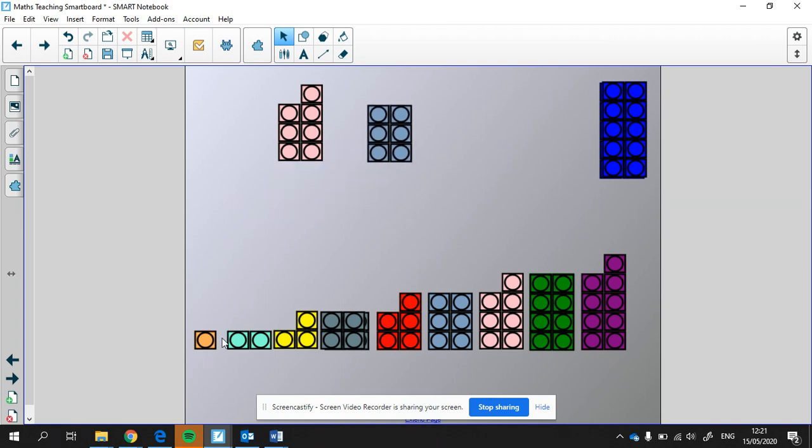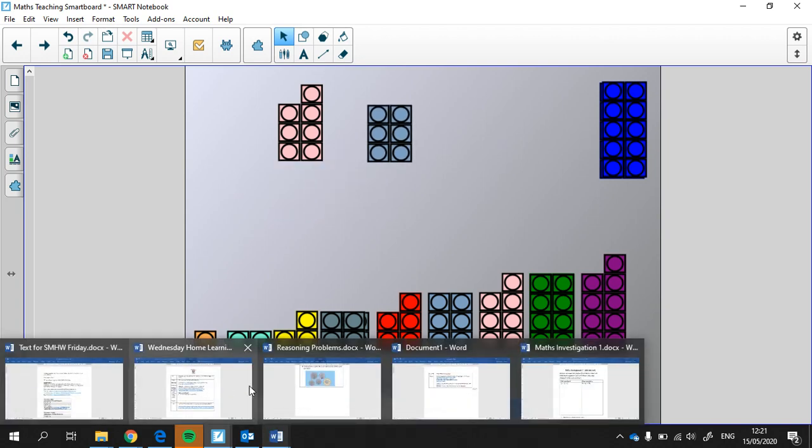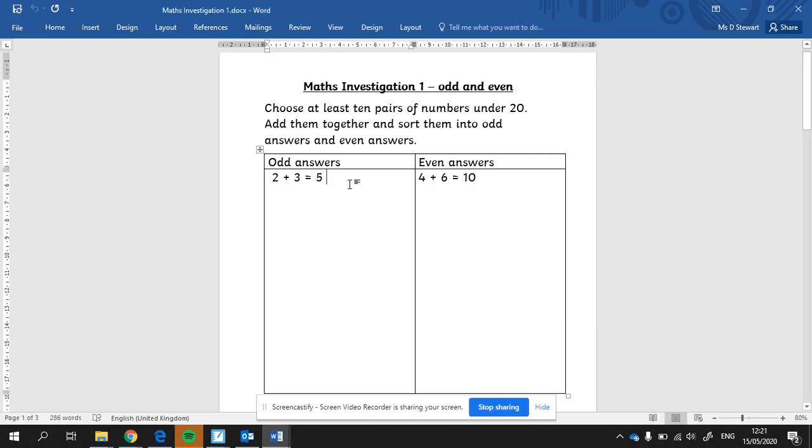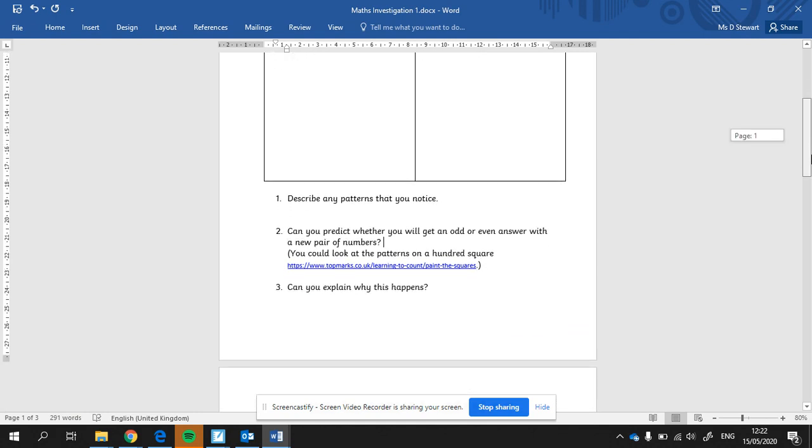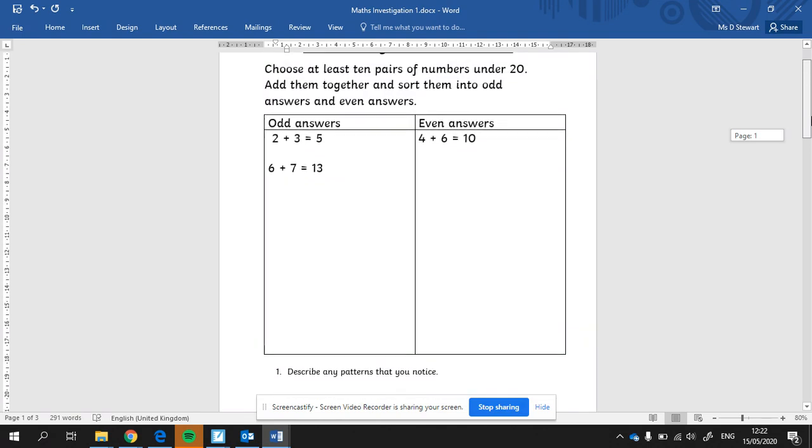So I found that 6 and 7 made 13. I can go back to my sheet now. Too many things open here. And that was an odd number. 6 plus 7 made 13. And you're going to collect lots of different answers to put into your table, sort them into odd answers and even answers. And then you're going to see if there are any patterns of odds and evens. You're going to see if you can predict whether you'll get an odd or an even answer with a pair of numbers where you've not worked out what it is. You might be able to look at some patterns on a 100 square to see what happens and explain why. So you could also have a go at explaining why.